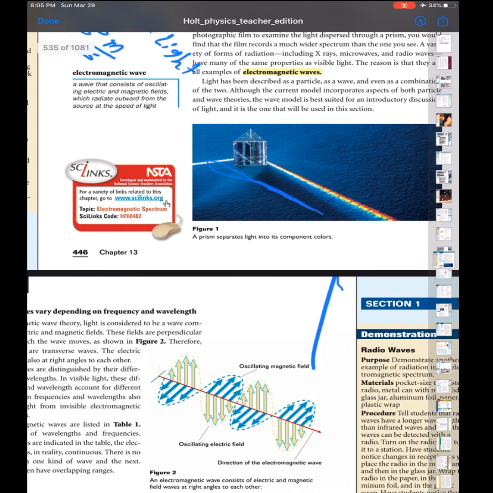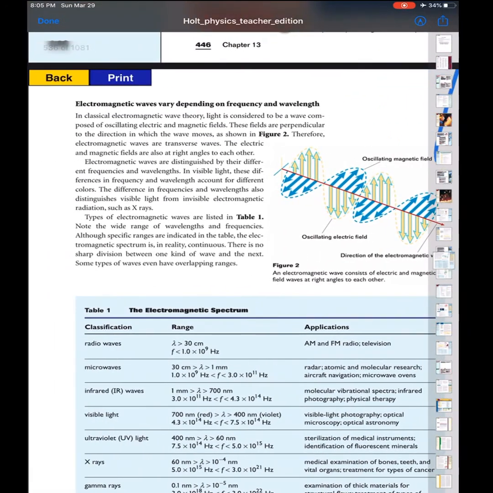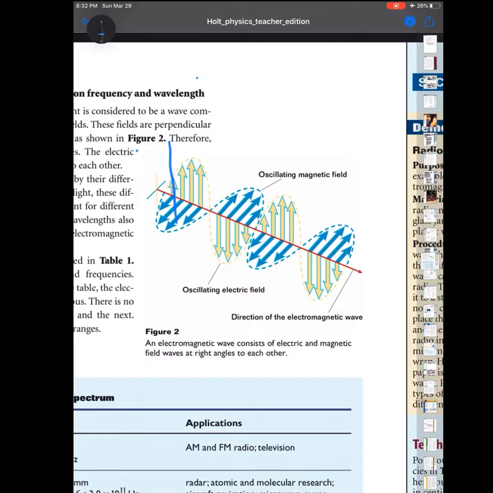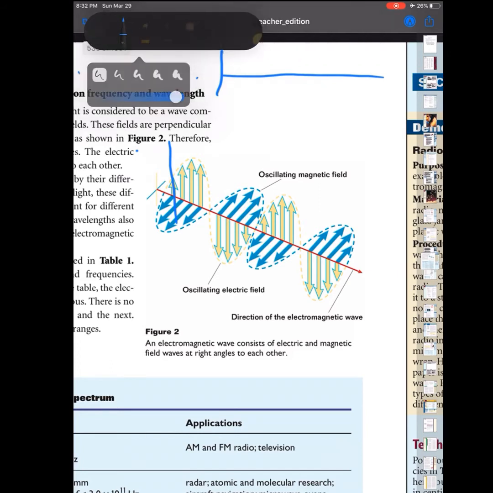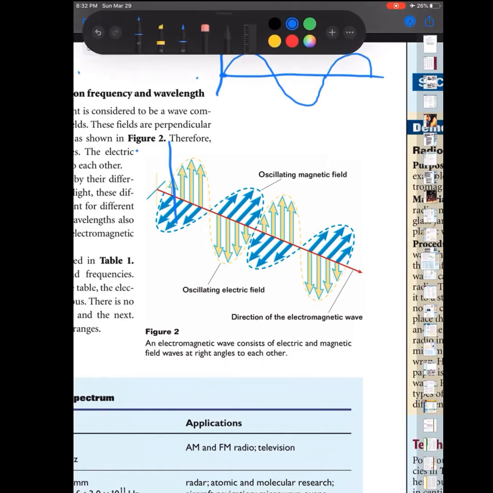Let's go ahead with the property. Electromagnetic wave depends on the frequency and wavelength, which we explained before. From this graph we can understand the frequency and the wavelength. Let's just make it smaller. Okay, look, from this point, let's change the color.